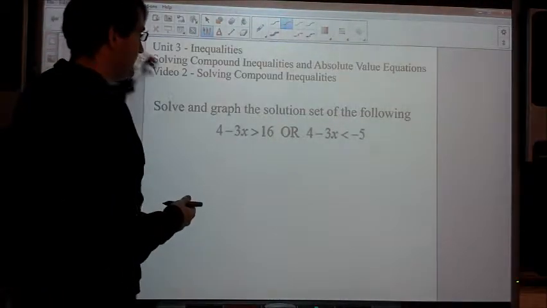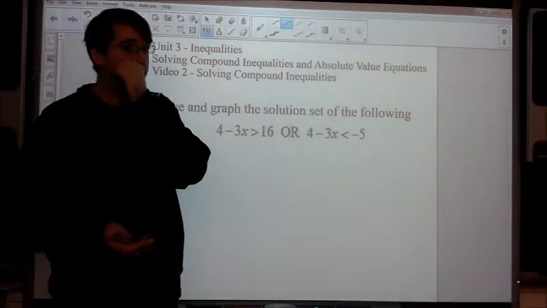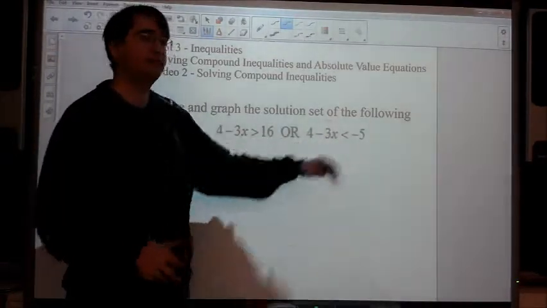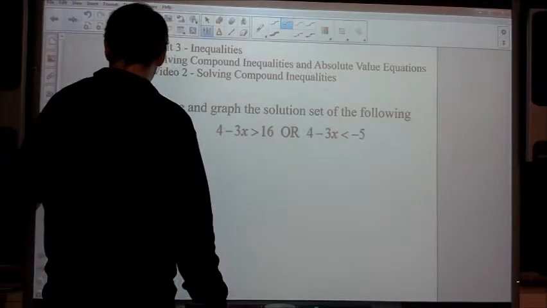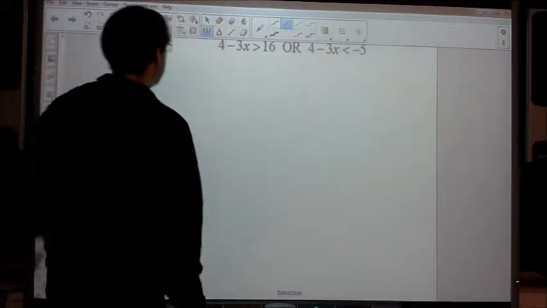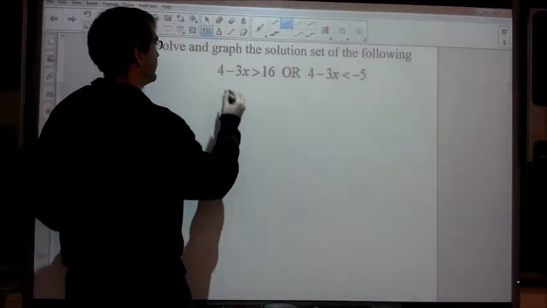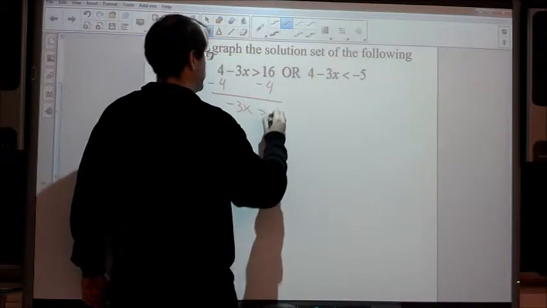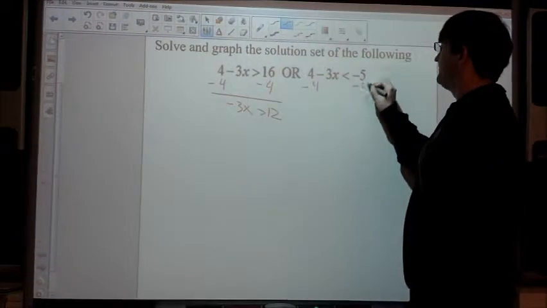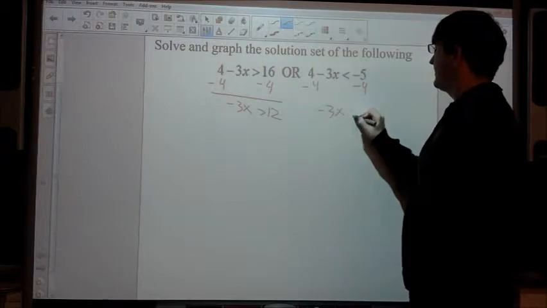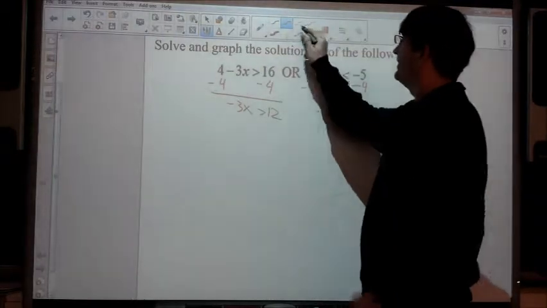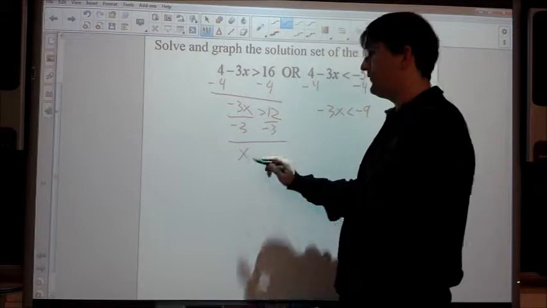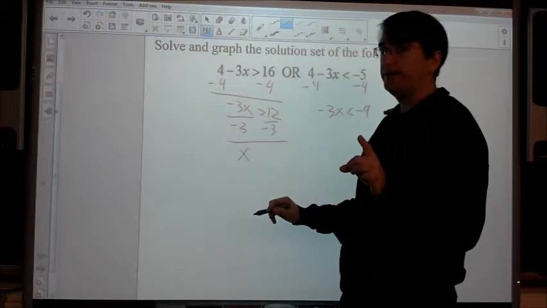Solving an or problem is the same setup, and honestly, it's even a little bit easier because it's already set up for you. It's technically a compound inequality because this is all one statement, but it's already broken up. And you pretty much know immediately what we're going to be doing. We're going to be subtracting 4 from both sides here. Minus 4, minus 4. I get negative 3x is greater than 12. And then subtracting 4 from both sides over here, I get negative 3x is less than negative 9. Then I divide both sides by negative 3 over here, and I get x is less than negative 4.